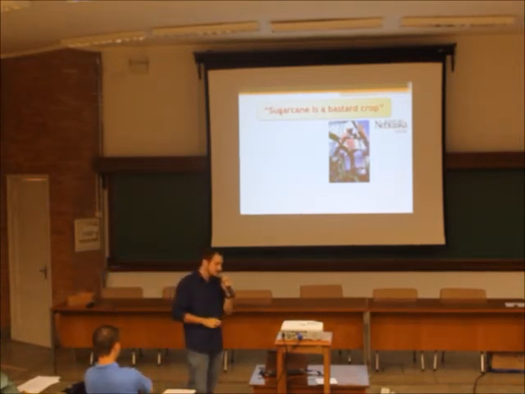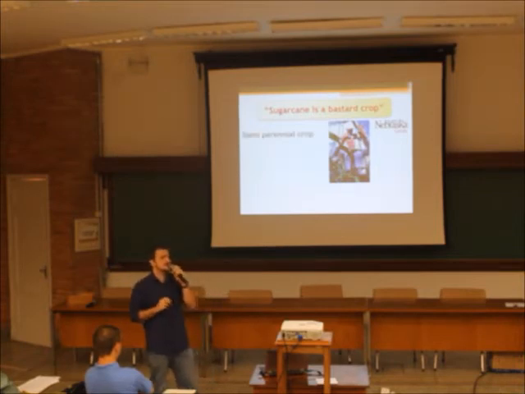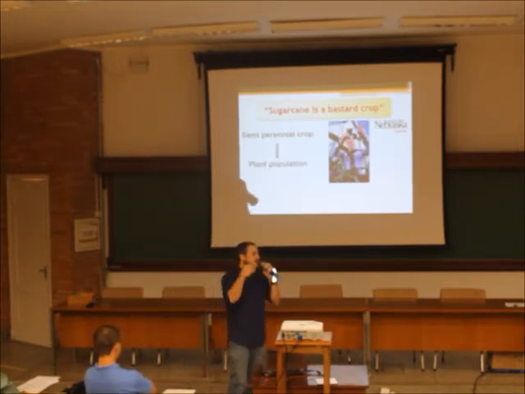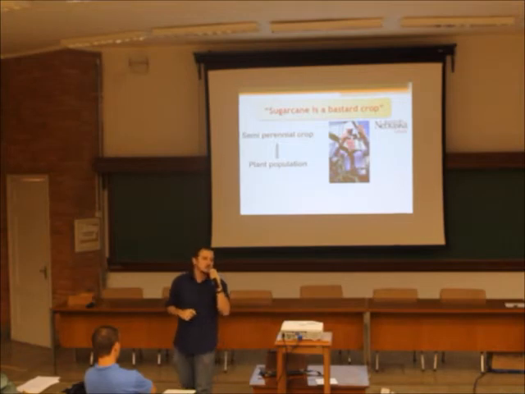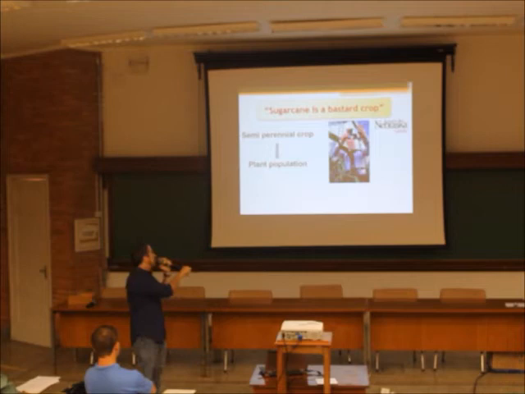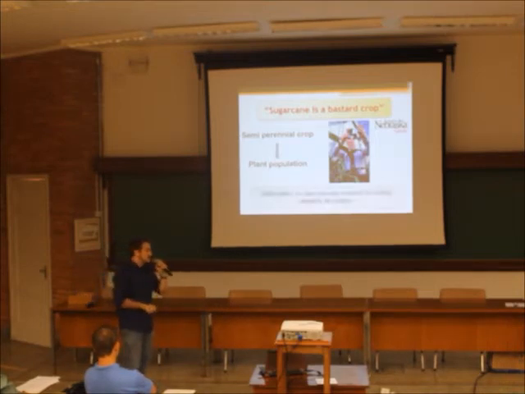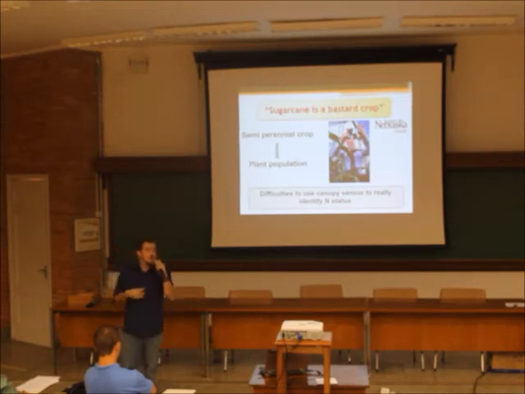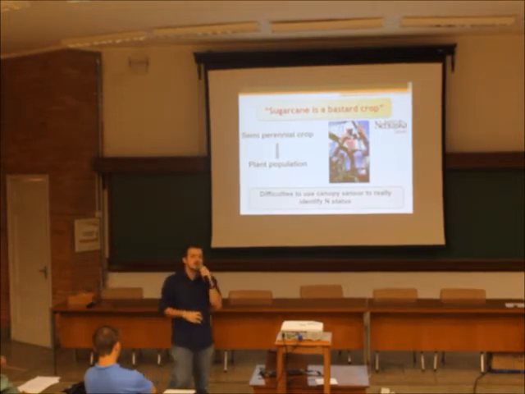It's completely different, because sugarcane has a semi-perennial behavior. So we plant once and then harvest it for 5, 6, 7 crop seasons. So plant population becomes the main issue here. We have problems with plant population and crop density. This crop density variation makes it difficult to use the canopy sensor to really measure or identify the nitrogen status of sugarcane, the chlorophyll amount.